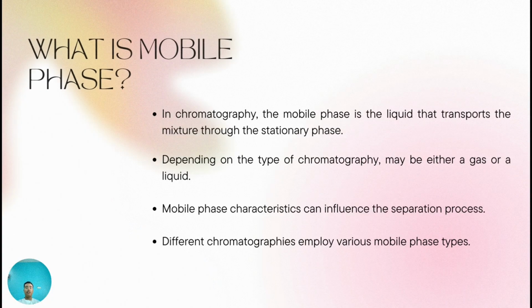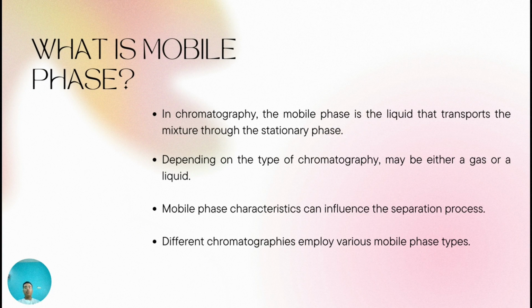And the next slide, what is mobile phase? Mobile phase in chromatography is a fluid that carries mixture through stationary phase. Can be gas or liquid depending on type of chromatography. Properties of mobile phase can affect separation process. And the last one is different chromatography use different type of mobile phase.